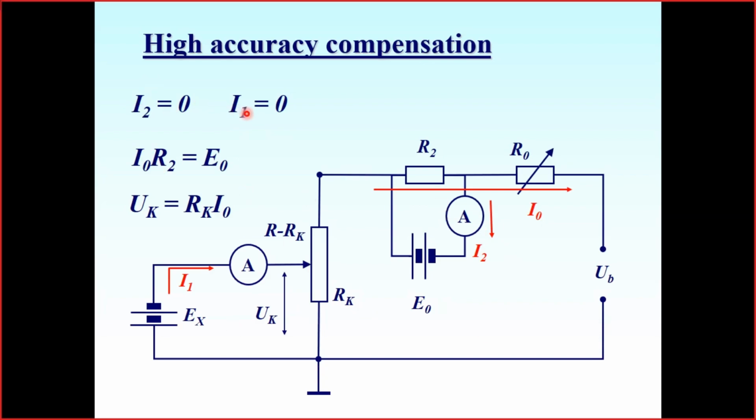When they are in balance, we have this equation that allows us to estimate current I0 that flows through our circuit, and the measured electromotive force AX will be equal to the voltage UK, which is the resistance RK times this current I0. So this is the way we provide this high accuracy compensation.